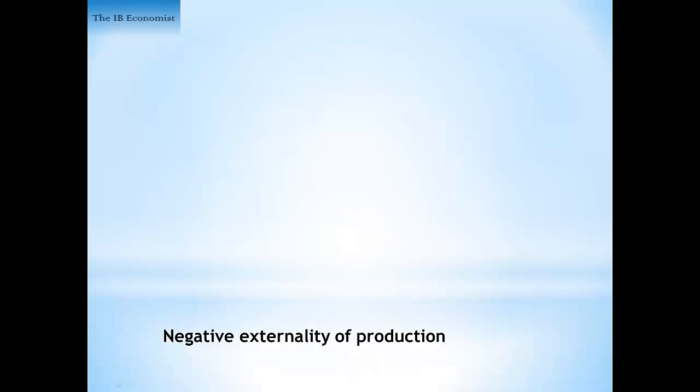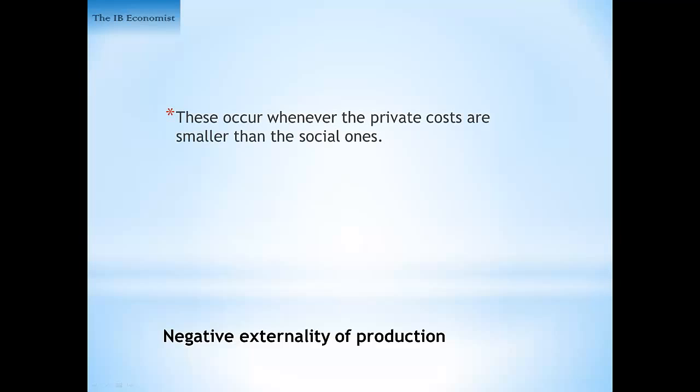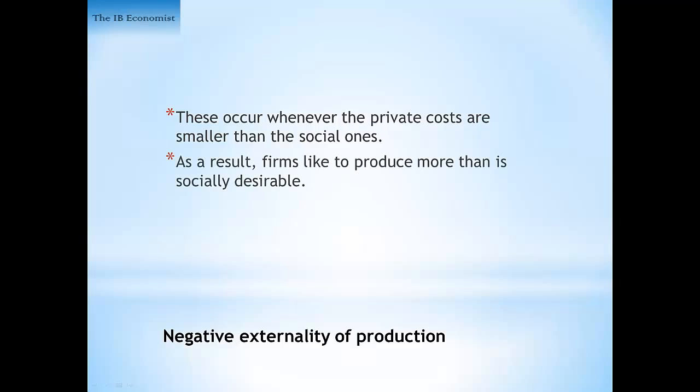The next type of externality is called negative externality of production. Like we said, these occur whenever the private costs of the producer are smaller than the social costs that are borne by the whole society. As a result, firms would like to produce more than is socially desirable.